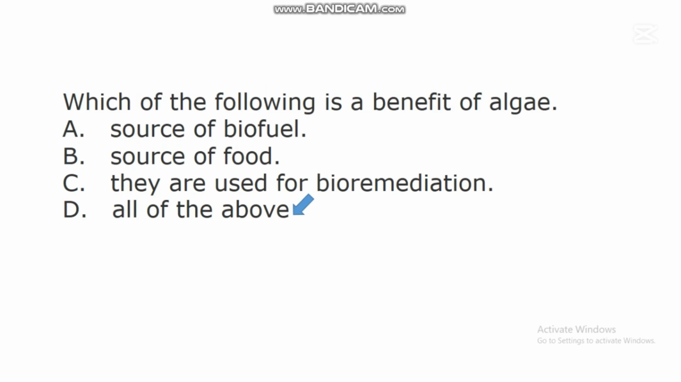One of these benefits is that algae are good sources of biofuel. Some algae are edible and they can be used for bioremediation. Bioremediation is the process of neutralizing some pollutants in the environment using some organisms. So studies have shown that algae can be used for bioremediation. All these things are different benefits or advantages of algae.